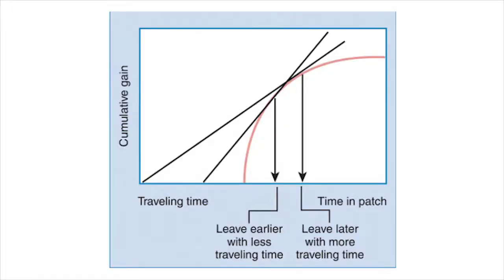Travel time is one condition that affects the foraging model. The model predicts that the farther the patch, the more travel time required, and the longer the bee travels to reach the patch, the longer it will stay.